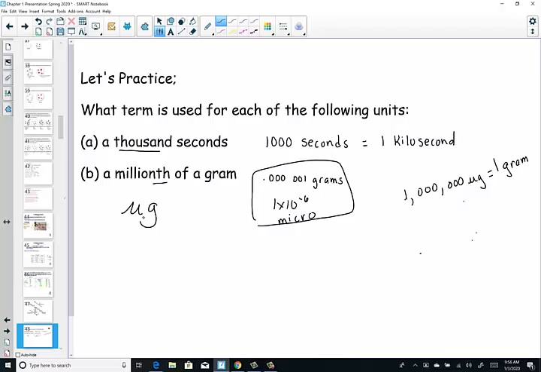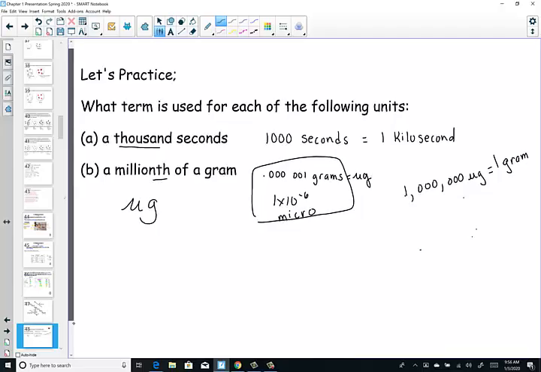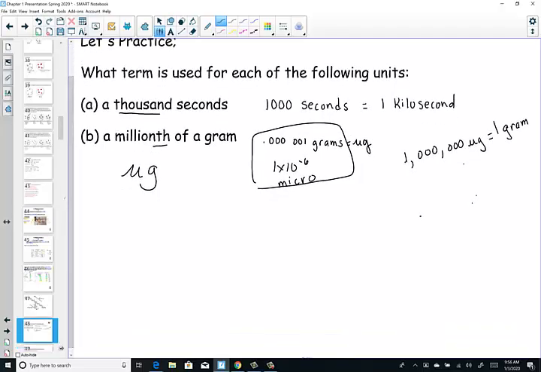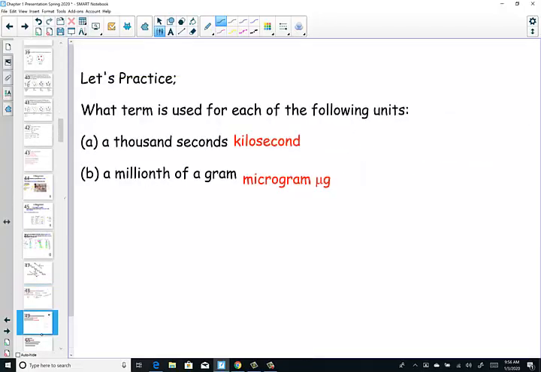So letter B, I'm just going over step by step how these come out. 0.000001 gram is the definition of a microgram. That's the amount of weight we have here with a millionth of a gram. Microgram. Notice that squiggly U for microgram. It looks like a little cursive U for the term micro.